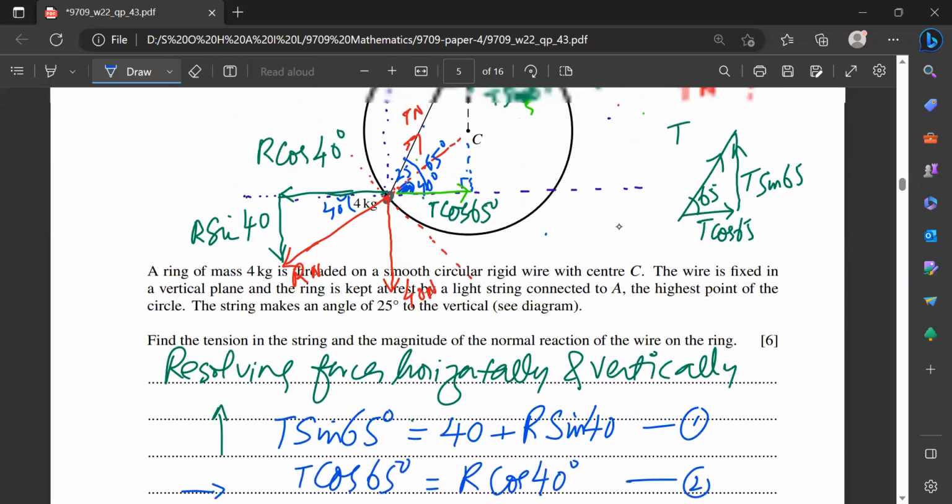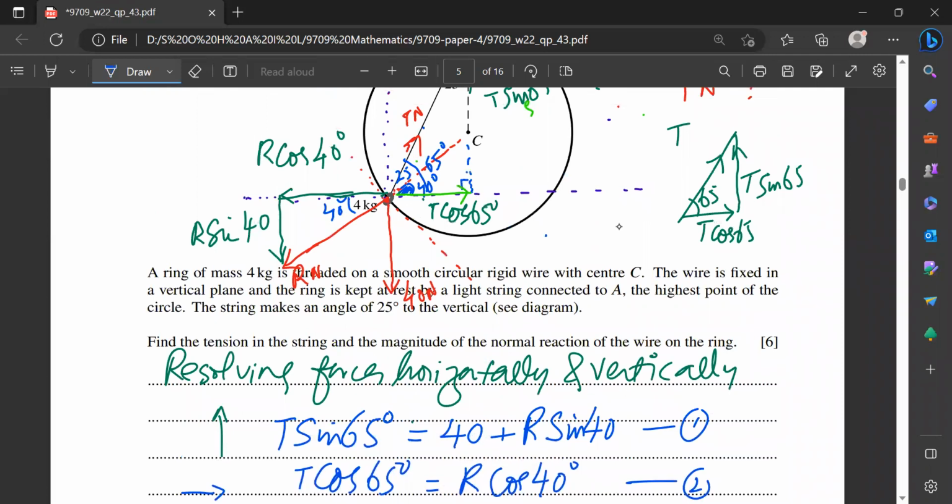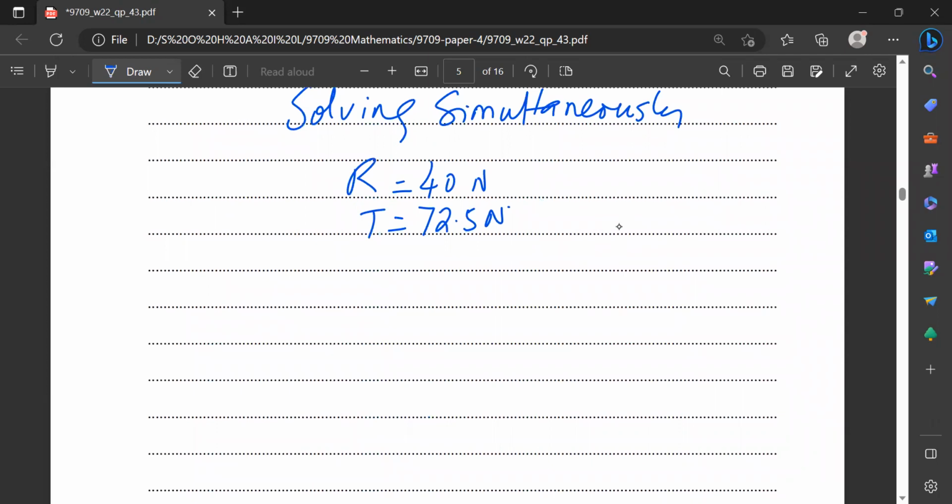You can also solve this question by using a different technique, and that is Lamé's theorem, because there are three forces acting on the ring, which are 40 newtons, T newtons and R newtons. So what you can do, the alternate method. Weight is vertically downwards, 40 newtons. Tension is here, T newtons. One force was acting here, which is R newtons.